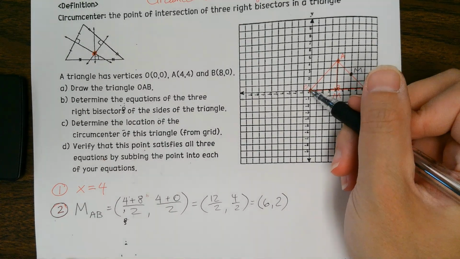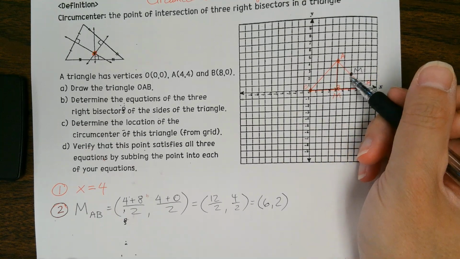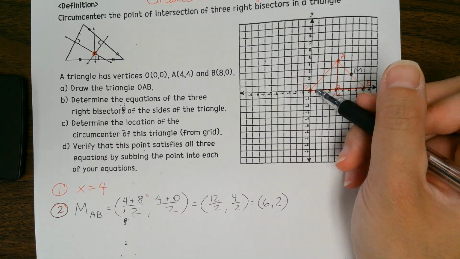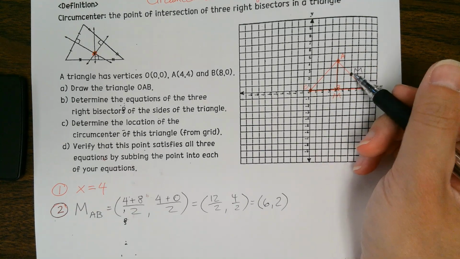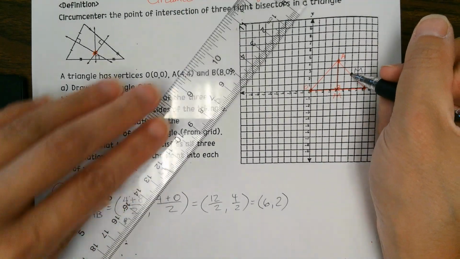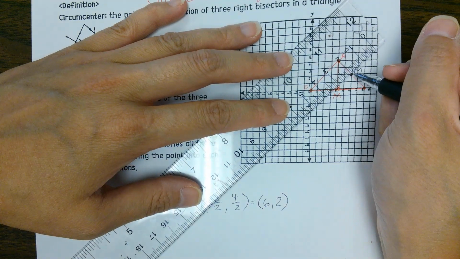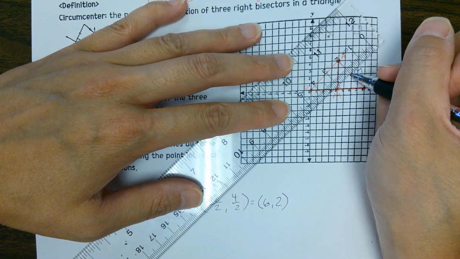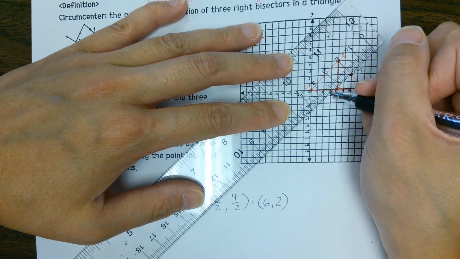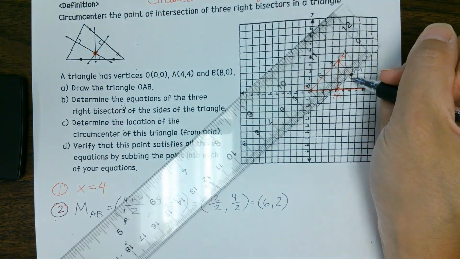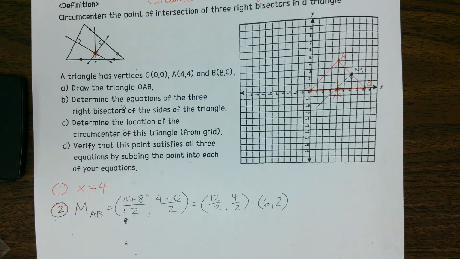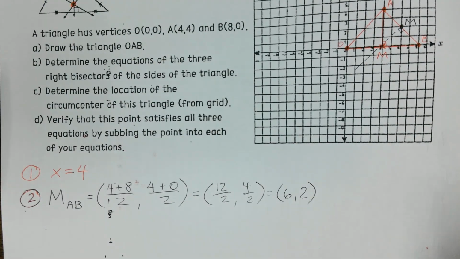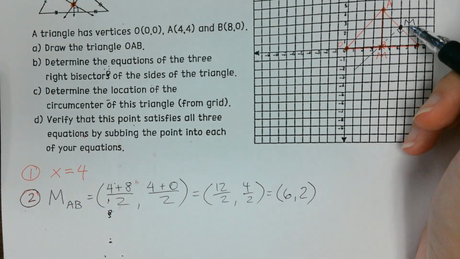Am I going to draw a line to the O? That's because if I drew that, I did a median. I don't want a median. I want a right bisector. I want a line that goes somewhere like this. Let me zoom this in a little. Okay, I want my bisector.